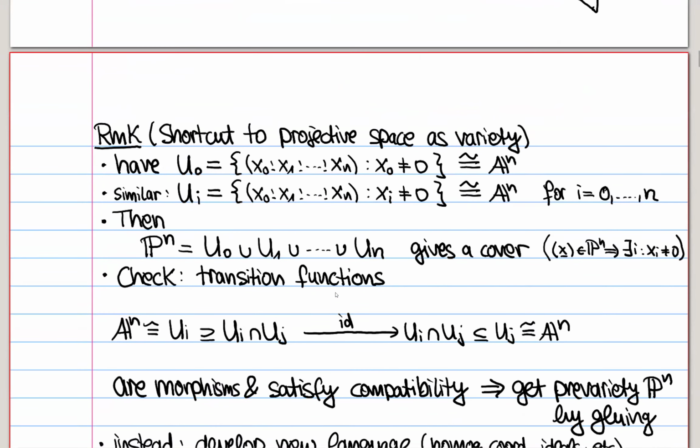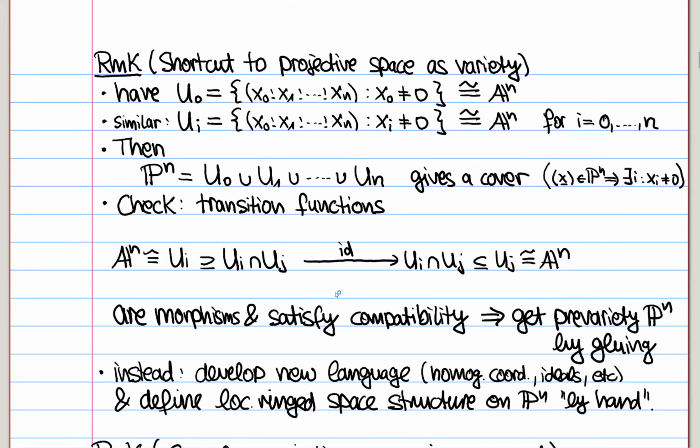The first one is a kind of shortcut, if you want, to defining projective space as a variety. Because what we have seen now is that U0, this locus where x0 is non-zero, is isomorphic to affine space. But the zeroth coordinate here is not special in any way. So for any i from 0 to n, you can look at the set Ui where the ith coordinate is non-zero. And then clearly, by commuting the coordinates, this is also isomorphic to A^n.